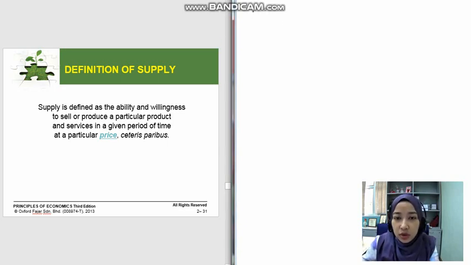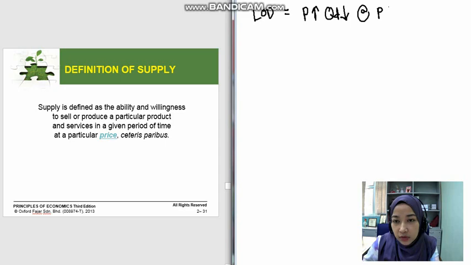What we have covered before for the law of demand is that when the price of a certain product increases, the quantity demanded will decrease, or when the price of a certain product decreases, the product becomes cheaper, people will buy more, so the quantity demanded will increase. So this is when you put yourself as a consumer in the economy.